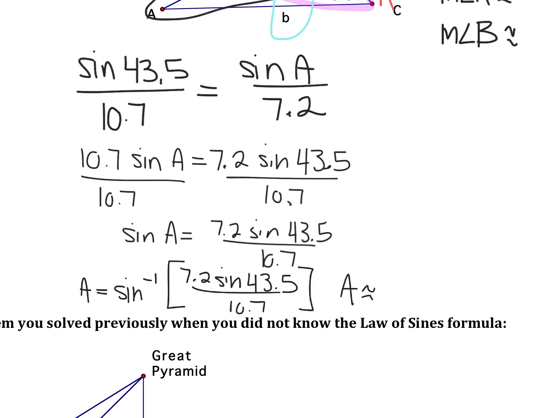Please, please, please use your calculators. Make sure that you can do this on your own. Watching me do it doesn't mean you're going to be able to know how to type it into your calculator. And if you're doing this on a quiz or test, that's going to be too late. I can't help you then. So make sure you take your calculator and get comfortable using it and finding this information. We get A is equal to 27.59 degrees.